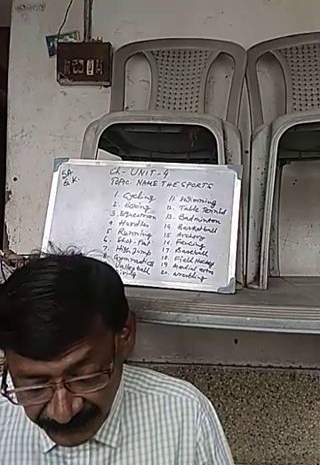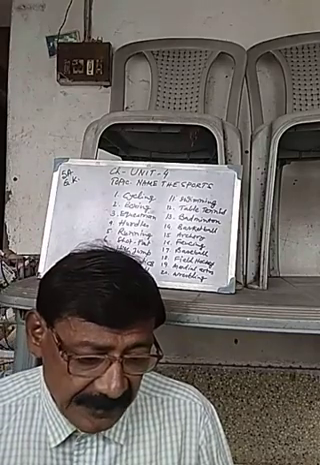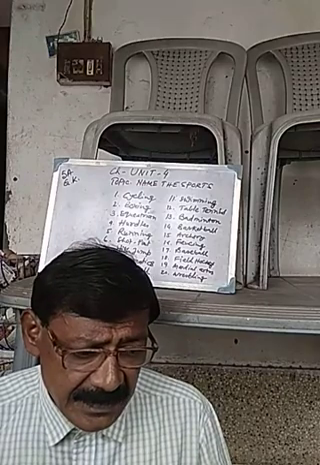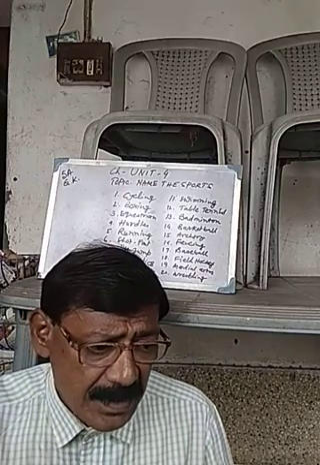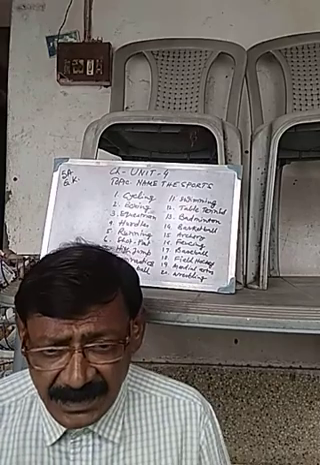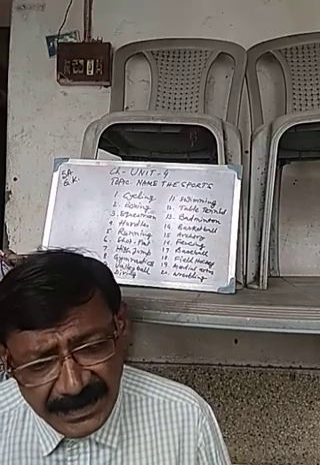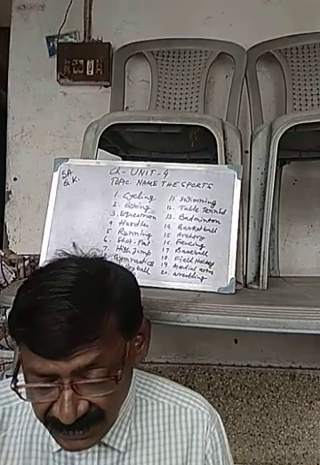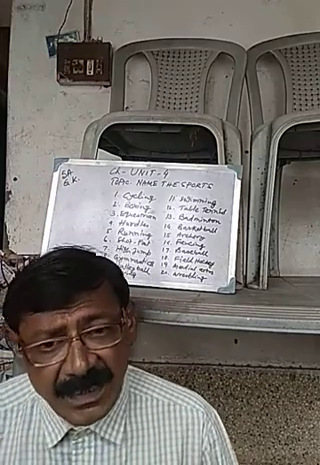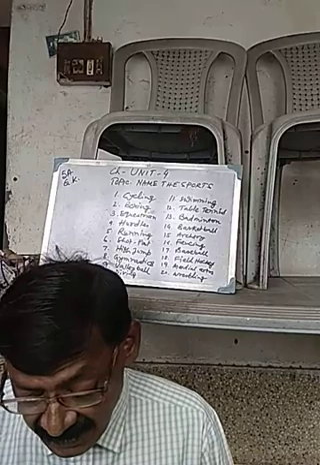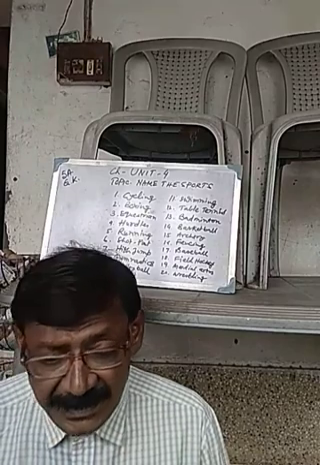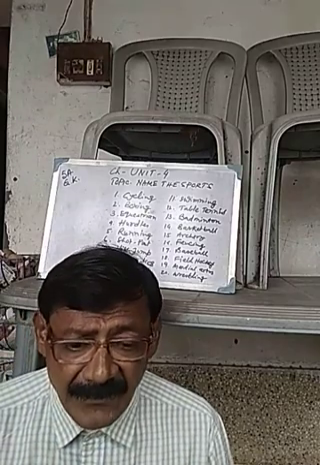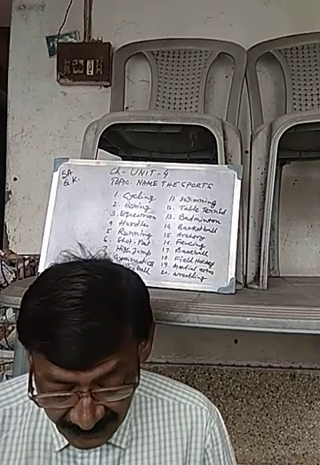And next one, hurdles. Whenever a person jumps over an obstacle, this is known as hurdles. That means a person can cross the hurdle. And then the next one, a person is running. Suppose a person runs. This is running.